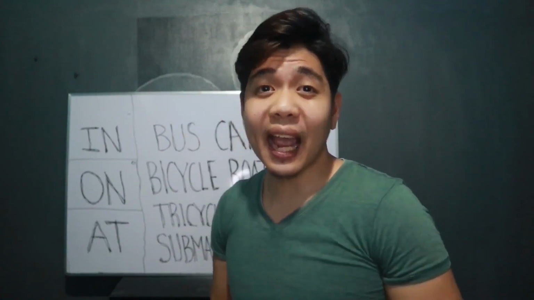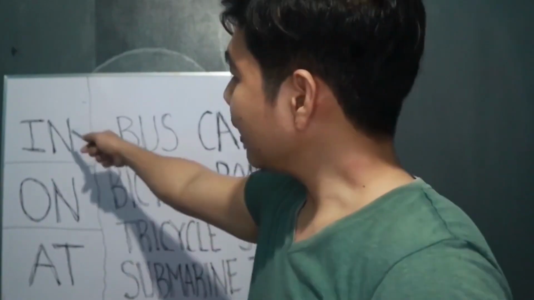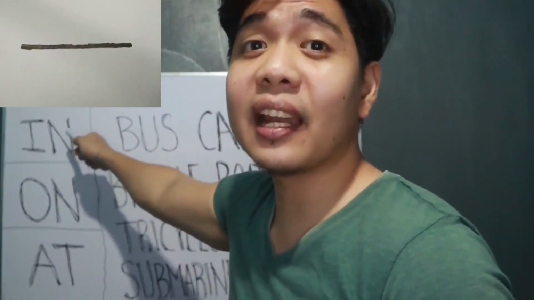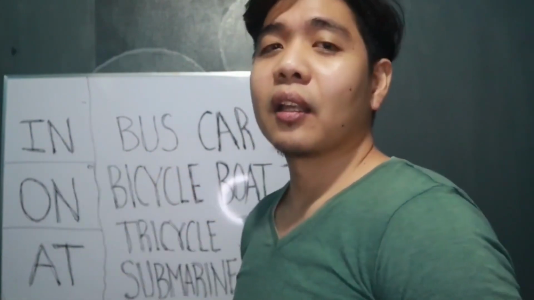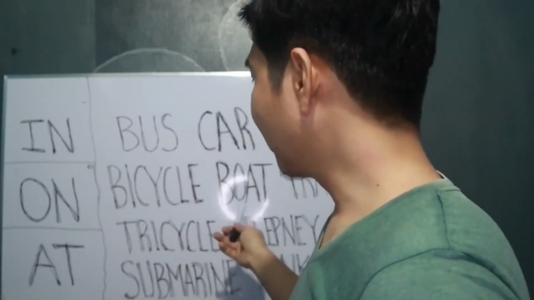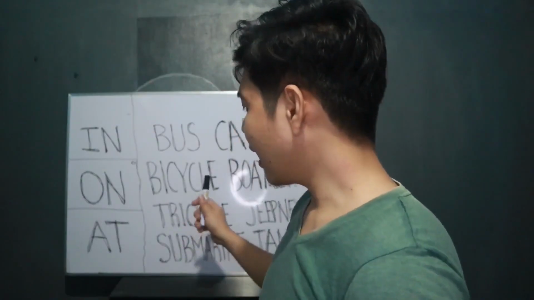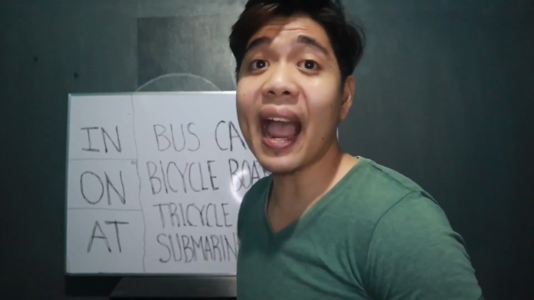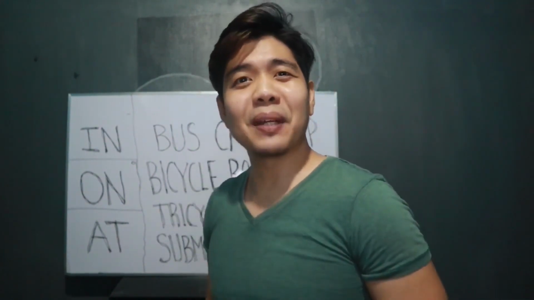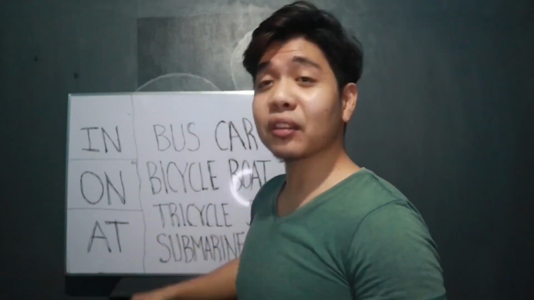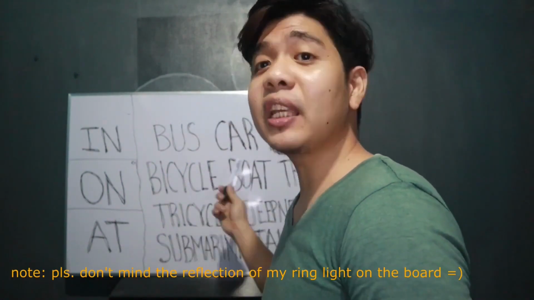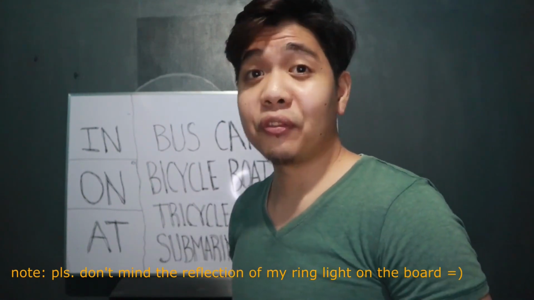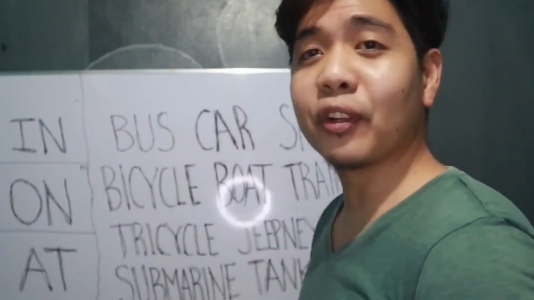Ngayon ay napakadali ng ating gagawin. Ating i-underline lahat ng sasakyan na kailangan ng preposition na in. Lahat ng sasakyan na kailangan ng preposition na on ay ating bibilugan. At lahat ng sasakyan na kailangan ng preposition na at ay aking sasampalin. Take note, never ever use the preposition at for vehicles. Okay? Hindi natin ginagamit siya for vehicles. So, simulan na natin. Let's have the first one.